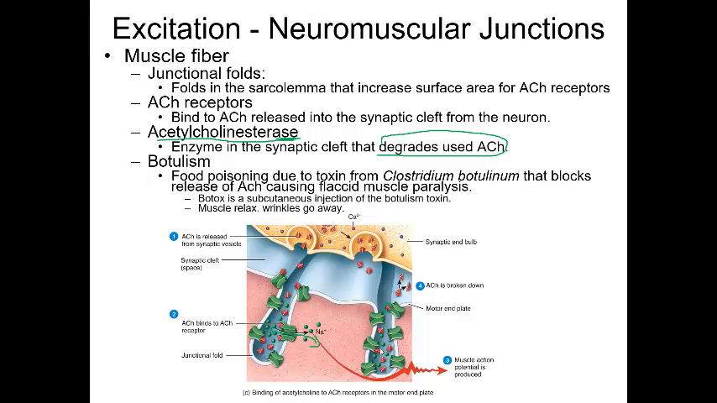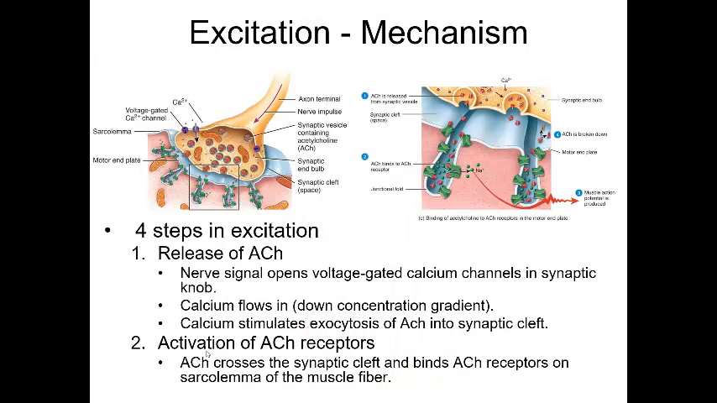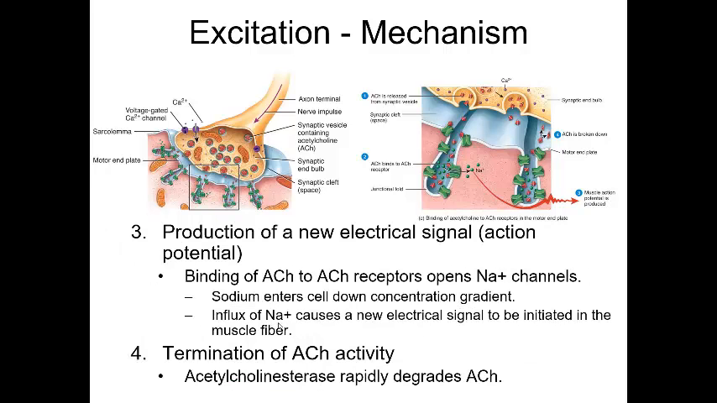So the release of acetylcholine. We've talked about what happens right here. This is all just repetition. Repeat, repeat, repeat until you get bored, and repeat some more. So we've talked about the nerve signal opening up, calcium flowing down the concentration gradient, acetylcholine into the synaptic cleft, crossing the sarcolemma into the muscle fiber, influx of sodium into the muscle fiber, acetylcholinesterase degrading acetylcholine. So is everyone with me so far?